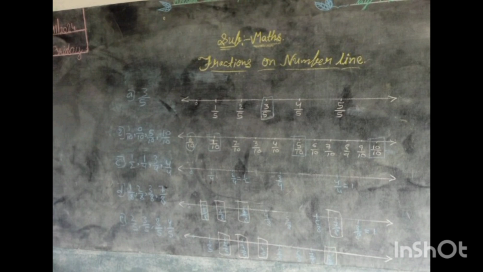Okay, second example: 0 by 10, 1 by 10, 5 by 10, 10 by 10. 10 by 10 is equal to 1 whole. Here 5 by 10 is equal to 1 half.